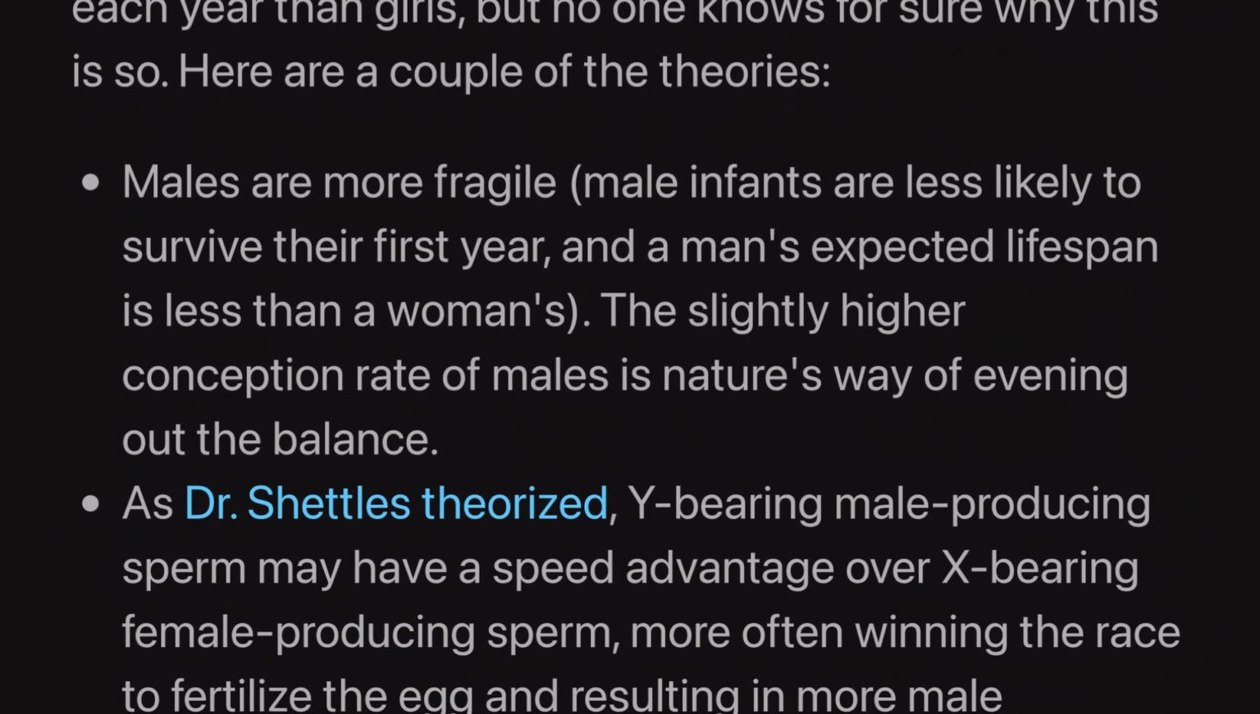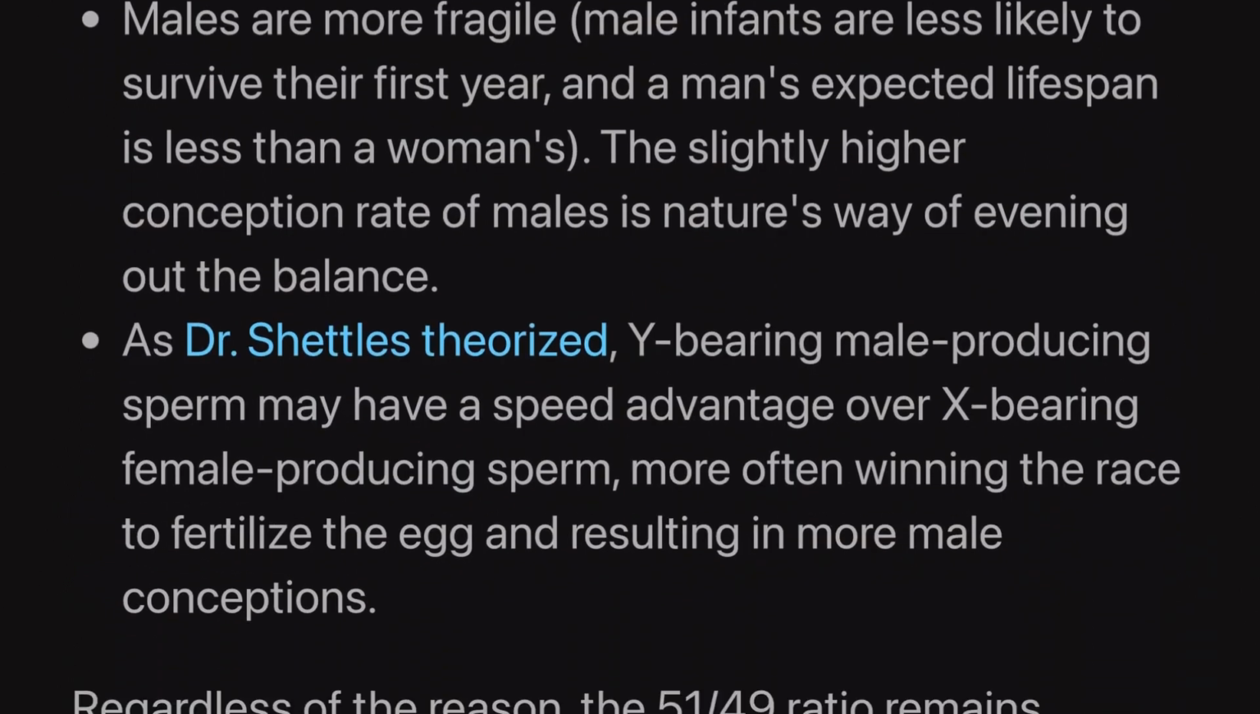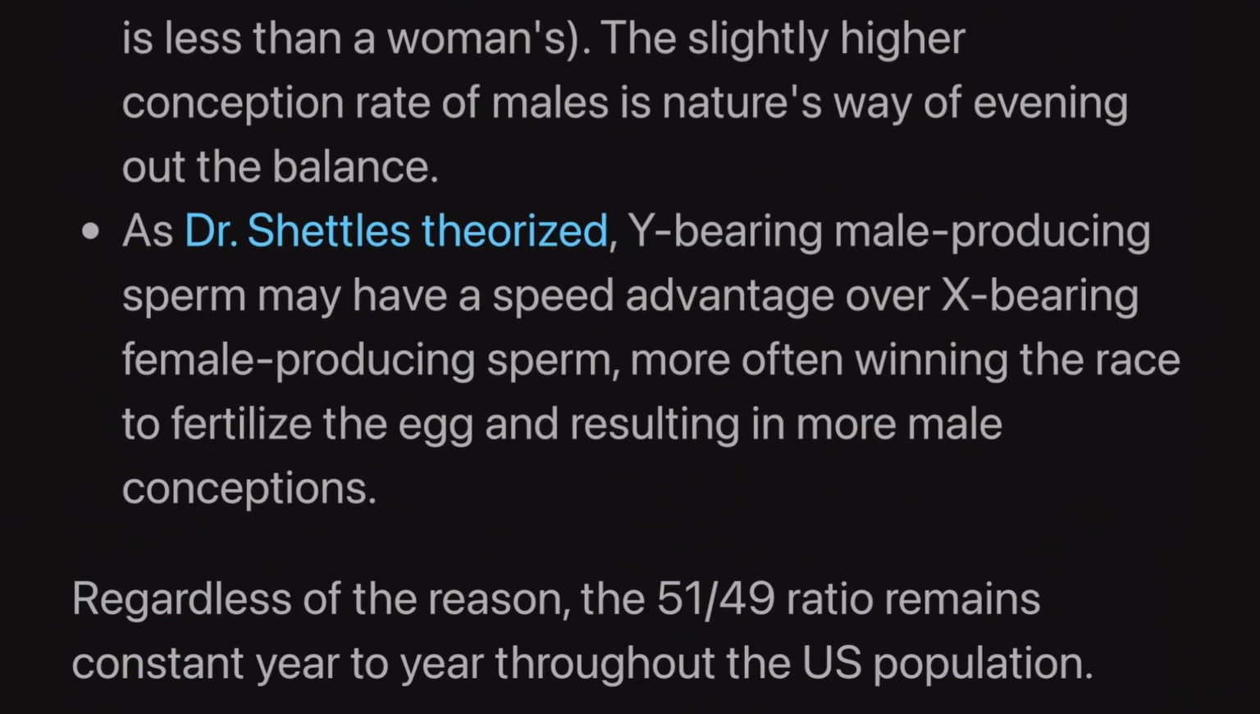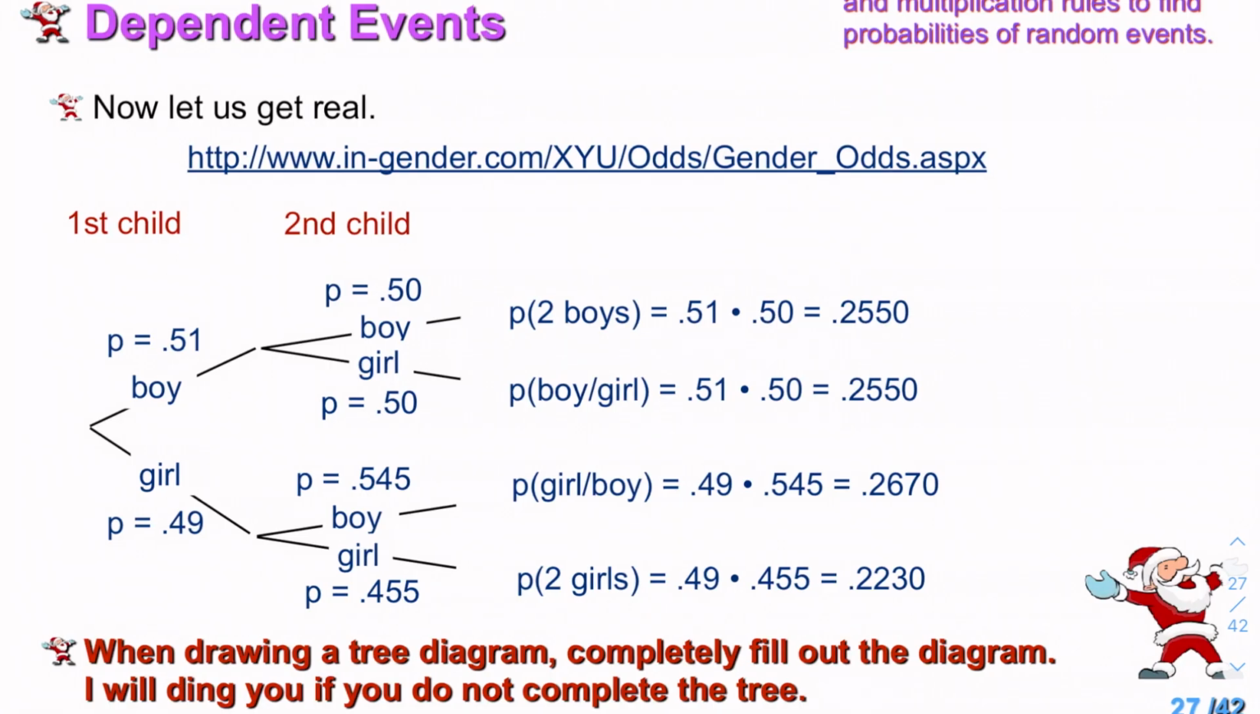You might be finding that interesting. And it turns out this is more biological. You can ask one of our biology teachers about this, but males are more fragile. Male infants are less likely to survive their first year, and a man's expected lifespan is less than a woman's. The slightly higher conception rate of males is nature's way of evening out this imbalance. And Dr. Shettles theorized why Y-bearing male-producing sperm may have a speed advantage over X-bearing female-producing sperm, more often winning the race to fertilize the egg and resulting in more male conceptions. Nature is fascinating. I highly encourage you to read that article.